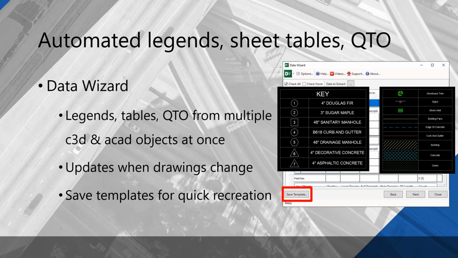And you can also save templates. As you can imagine, these tables or QTO scenarios, if they can scan all AutoCAD and Civil 3D objects, there's a number of settings in there. Well, it's nice to be able to save out templates so you can quickly recreate that exact type of QTO or that exact type of legend on one project after another. You can share those templates with all kinds of other users at your organization, and people can just load them and be on their way.